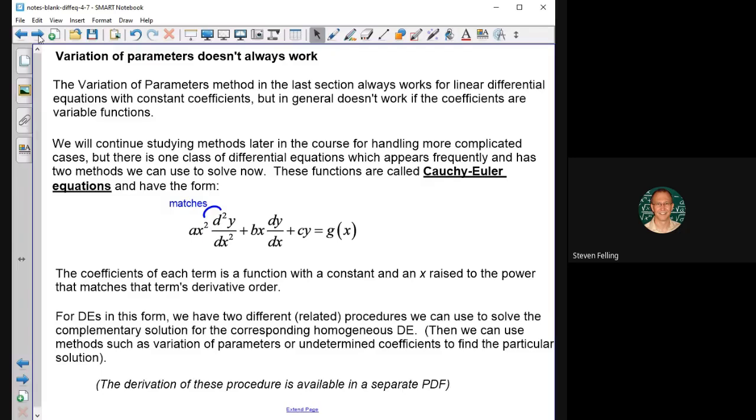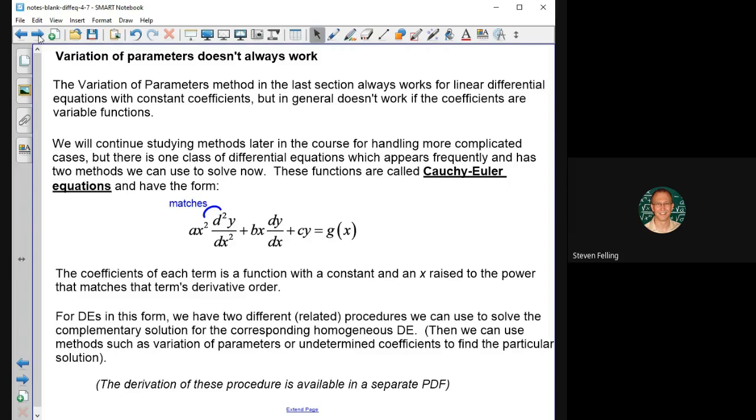So the variation of parameters method that we learned recently will always work if you have linear differential equations with constant coefficients. But then when you divide through by the leading coefficient, sometimes you get a result where the coefficients on the left-hand side are functions of x. Sometimes that can work with variation of parameters, but frequently it will not work unless the coefficients are all constants.